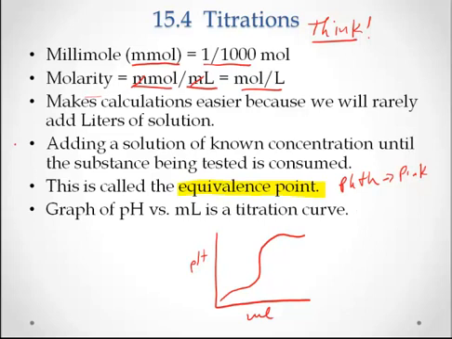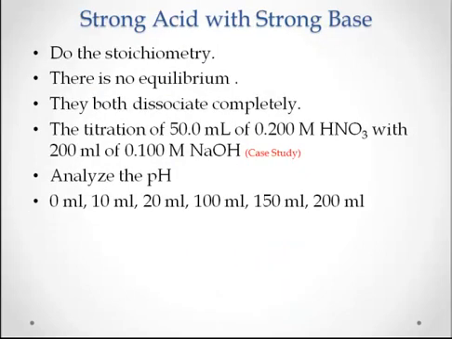All right, we're going to start with an easy one. We're going to start with strong acids and strong bases. Now, the nice thing about this kind of titration is there's no equilibrium to deal with. So the calculations are fairly straightforward. It's basically just stoichiometry. And since both of those dissociate completely, they're both strong, it's a pretty simple, straightforward titration.